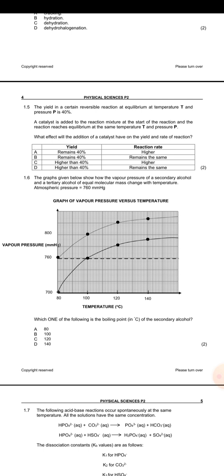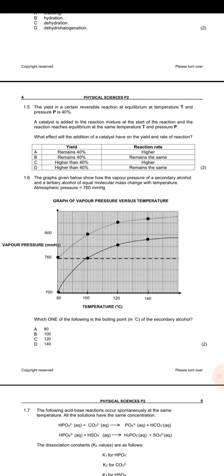First of all, this is a catalyst. We know what a catalyst does to the rate of reaction, right? It increases it. It has a positive effect on the reaction rate. Remember, we said it lowers the activation energy and all that, speeding up the reaction. So why am I saying this? It is in order to reduce our number of options.